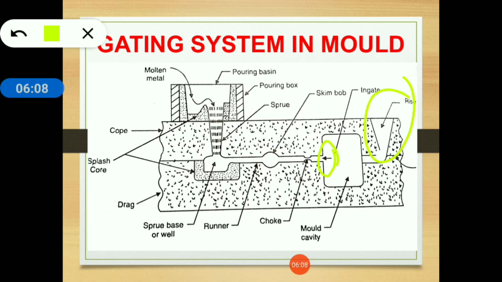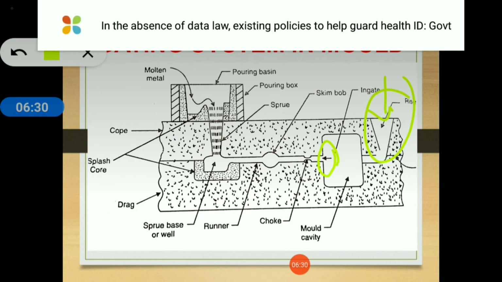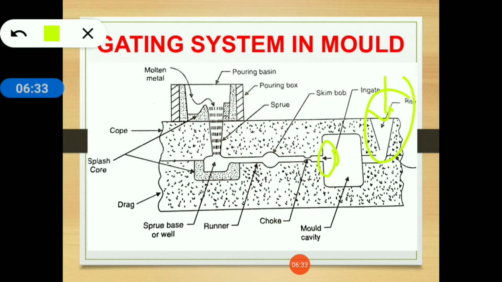And the last one is the riser. The riser is also a vertical channel through which molten metal comes from the cavity and reaches the surface of the mold. The riser will provide molten metal when the liquid shrinks due to the reduction in temperature, or if your molten metal loses temperature, the riser will provide the molten metal as and when needed. That is why the riser is also known as a feeder, because it will feed the molten metal to the required place.